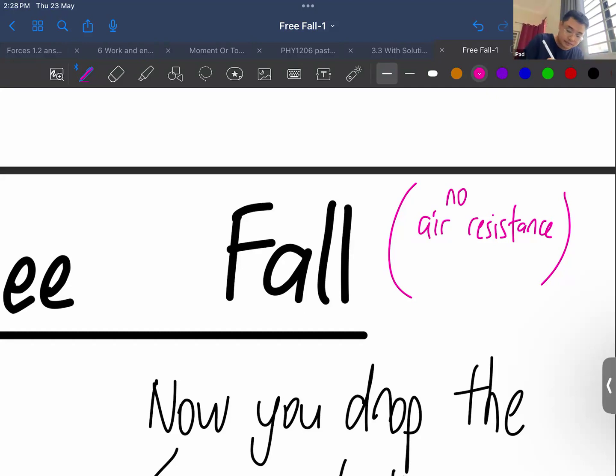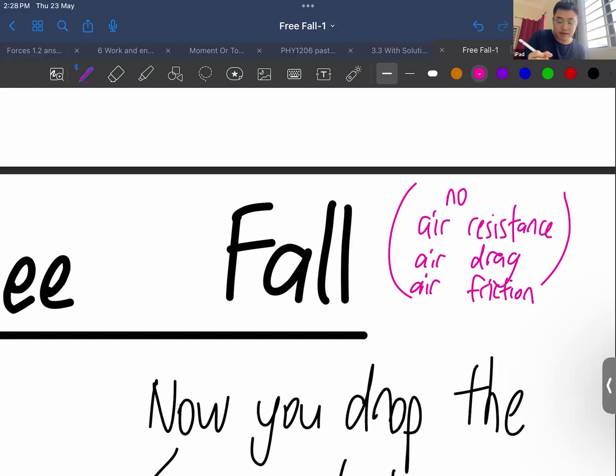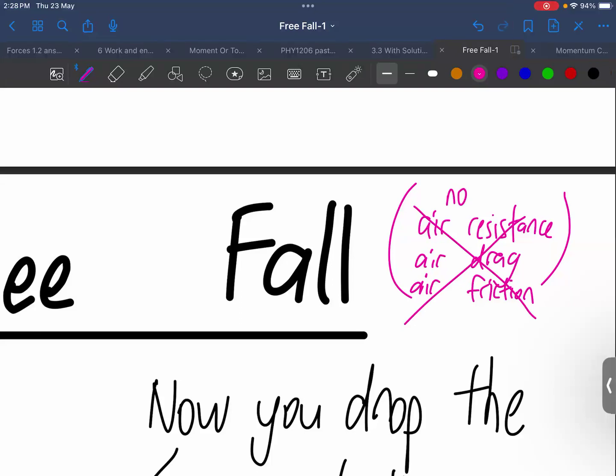Oh, by the way, did you know that air drag, air friction, and air resistance are the same? Help me to remember, no such thing here. But later on, I will introduce this to you again, let's say after 20 minutes.